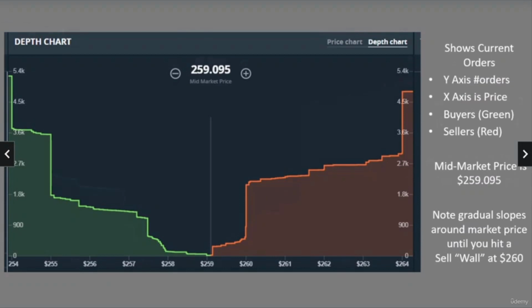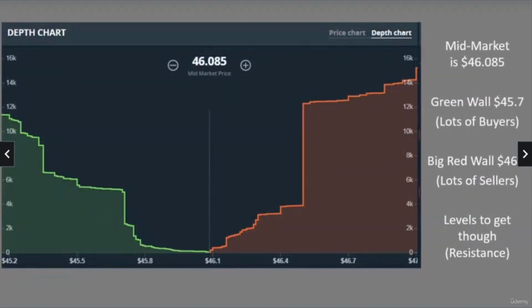So if we look at another example here, at 46.085 is the mid-market price. And so there's a green wall at 45.7, but then there's this big, massive red wall at 46.5. So we're getting close there, but there's a lot of sellers at that price. See how that canyon really looks different? And so you have to get through that resistance level. There's different levels of resistance to get through before you can get somebody to, let's say, buy.